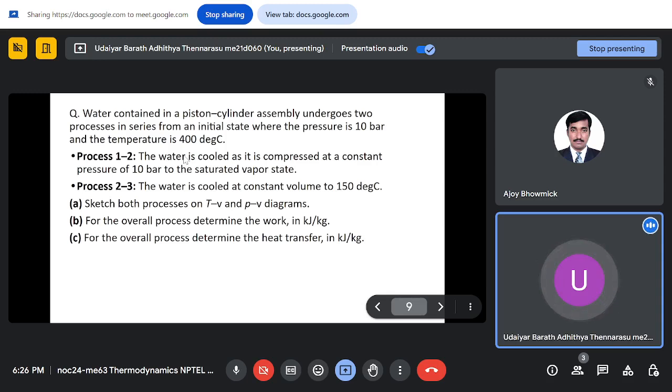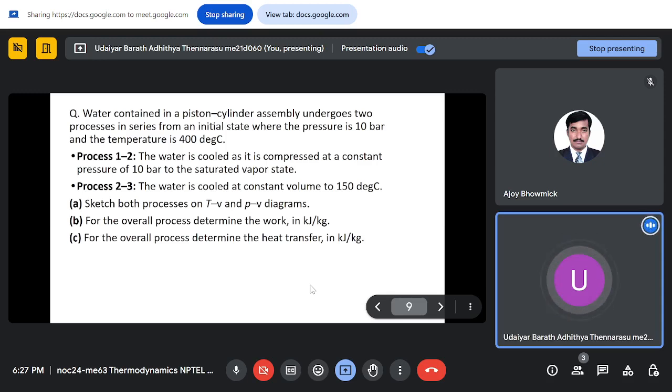So process 1-2 is where the water is cooled as it is compressed at a constant pressure of 10 bar to the saturated vapor state. Then process 2-3 is where the water is cooled at constant volume to 150 degrees Celsius. So process 1-2 is a constant pressure process, and process 2-3 is a constant volume process.